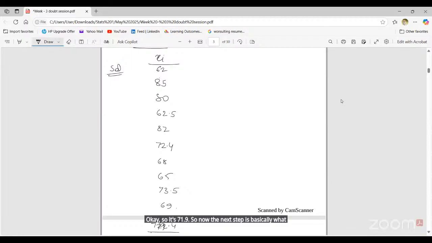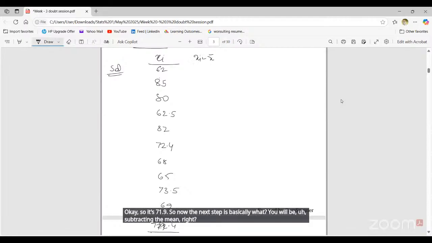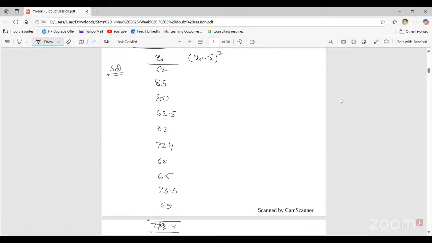You will be subtracting the mean, right? And taking the whole square. So what are the values that you are getting here?